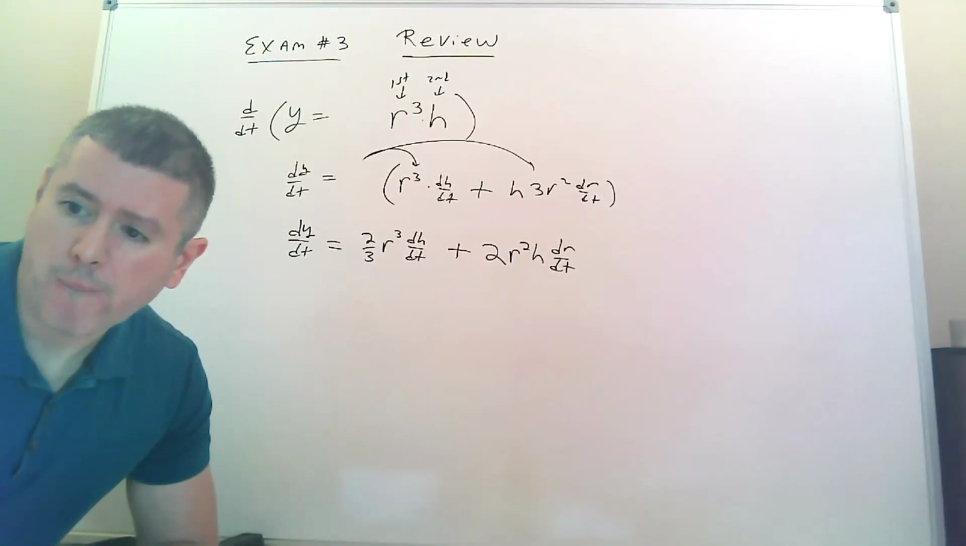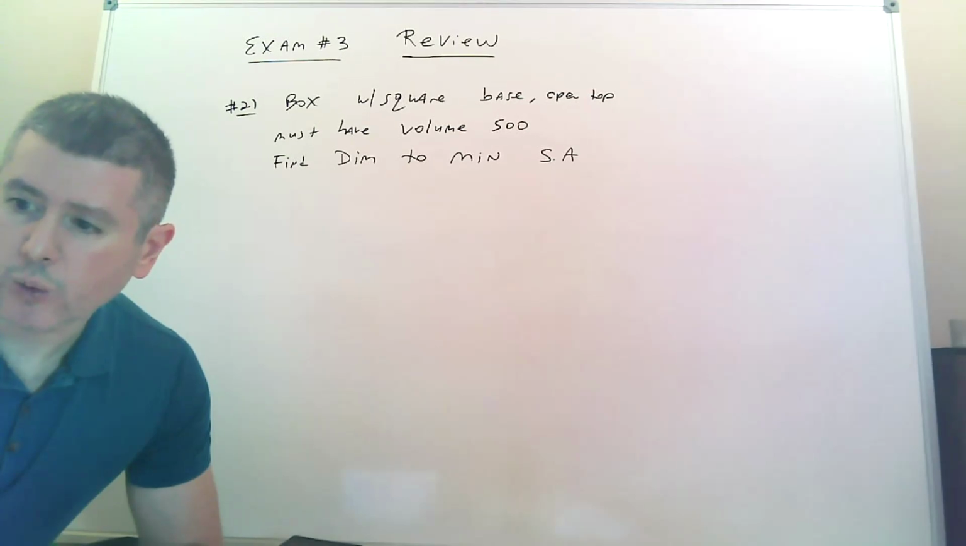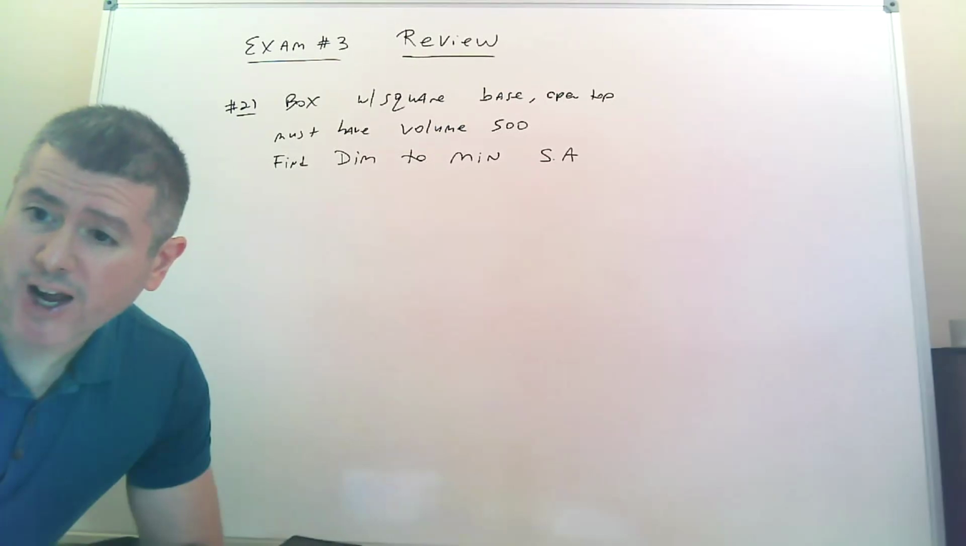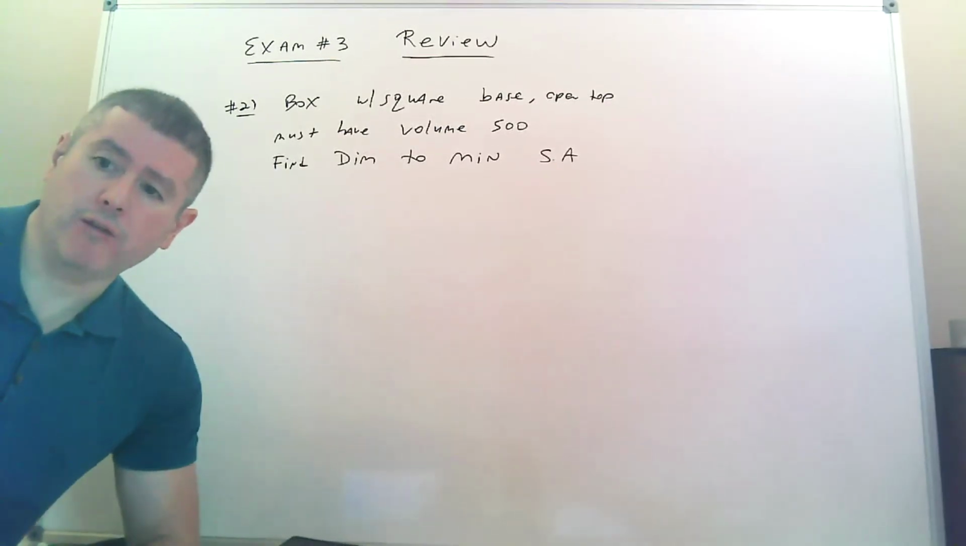Okay, so that's that. Okay, so I'm going to do another word problem. And again, I'm going to share the screen just to make it easier to read it. So for number 2, box with a square base, open top, must have a volume of 500. Don't worry about the units. You want the dimensions that minimize the amount of material used. That is called surface area, right? It is the area of all the surfaces.